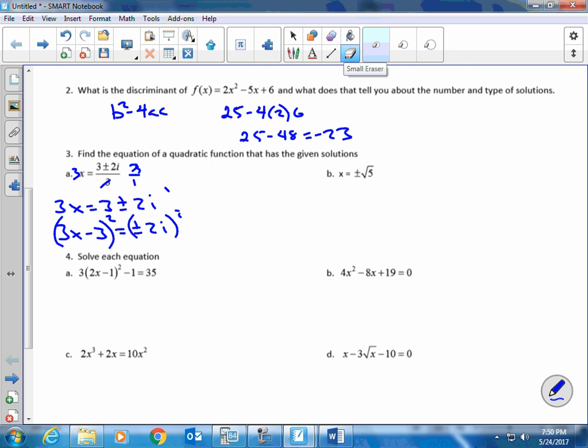Question B. Remember question A, what the thought process was, what the first goal is. Isolate the imaginary part, or the irrational part, like the square root of 5. Done. It's isolated. Square both sides.